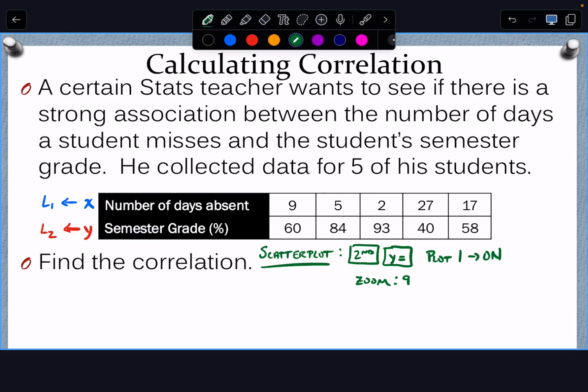All right, so we got our stat diagnostics on. So now we go ahead and clear out of that or quit out of that. And then on the calculator to get correlation, we're going to go into our stat menu. This time we're going to calculate. And in that menu, we've got two different options that you can select.